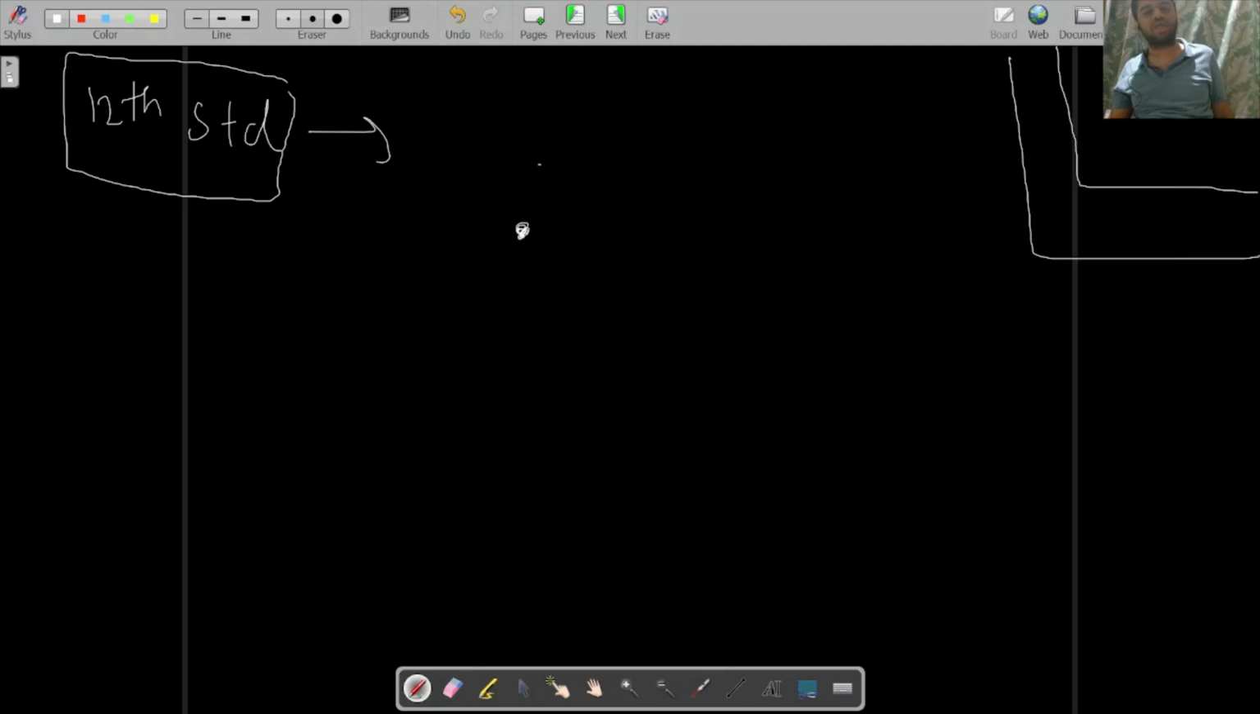So let's come over here. What were you learning till the 12th standard? Up to the 12th standard, you used to learn about the electrons. The focus was on electrons. This was the nucleus, and up to the 12th standard, the Rutherford model was the favorite one: that there is a nucleus and the electrons are revolving around this nucleus.